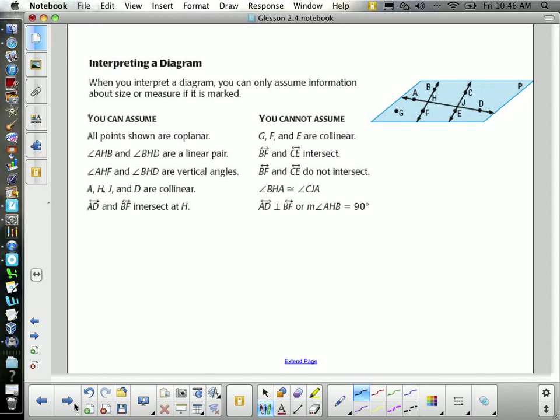All right. Interpreting a diagram and making assumptions. This is important because a lot of times we tend to want to make assumptions based on a picture. Sometimes we can do that, sometimes we cannot. We have to be very careful what we assume and what we don't based on a picture. Here I have a picture of a plane with some points in it.